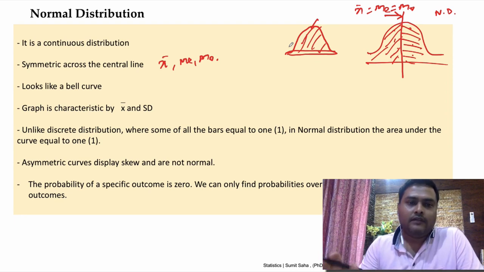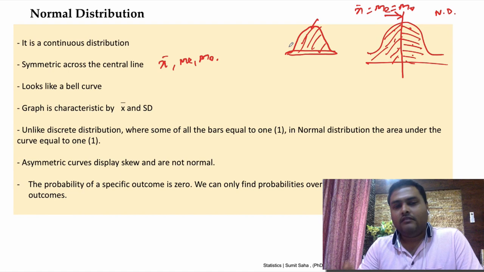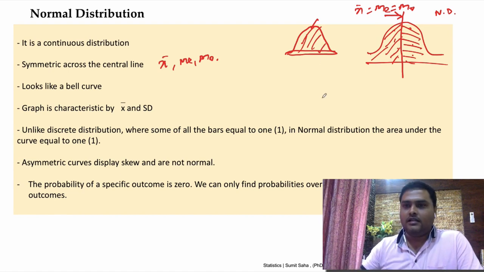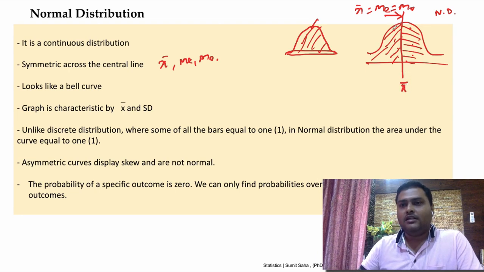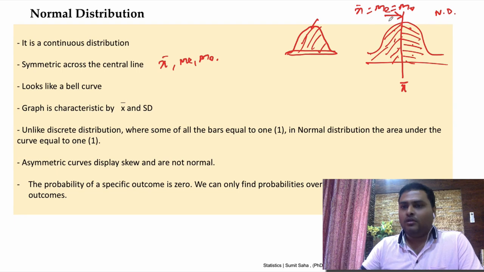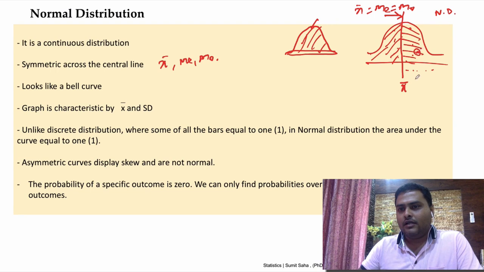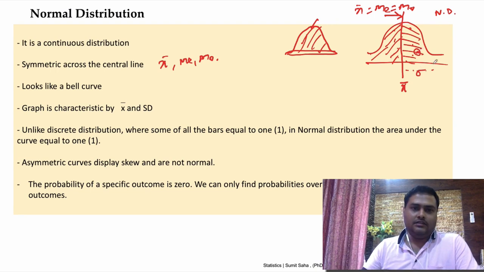Now this graph is characterized by the standard deviation and the mean. Standard deviation and mean are most important to understand. Now this central line is represented by the mean. We generally do not represent it by the median or the mode. For normal distribution, we represent by the mean, and then how far the data is located with respect to the standard deviation. Clear?